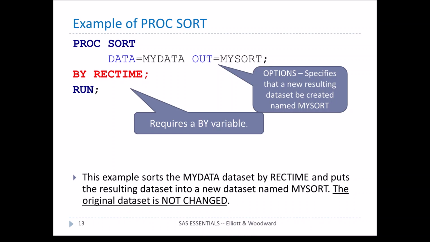For instance, here is a quick program. PROC SORT DATA=mydata, so the data is coming from mydata. OUT=msort says that you're going to create a data set called msort, and you're going to sort it by the variable named rectime.